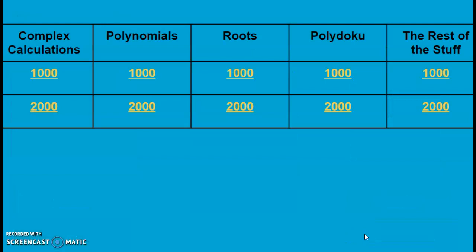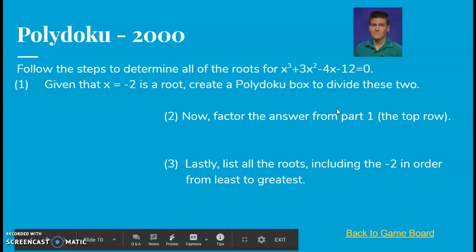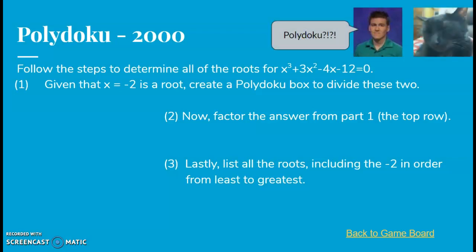James is now going to pick Polydoku 2000. Follow the steps to determine all of the roots for x cubed plus 3x squared minus 4x minus 12 equals 0. It tells us that x equals negative 2 is a root, and we're supposed to create a Polydoku box to divide these two. James has kind of a puzzled look up here. He is not sure what Polydoku is. So Will takes over and he thinks it's a piece of cake. That's why his eyes are closed like that. He's comfortable with the problem.